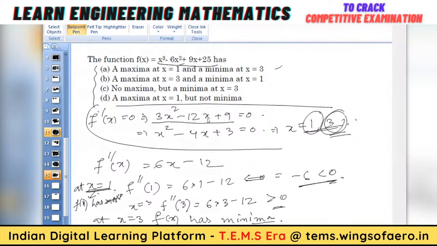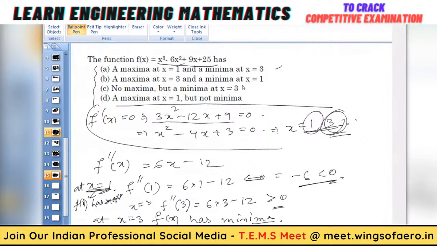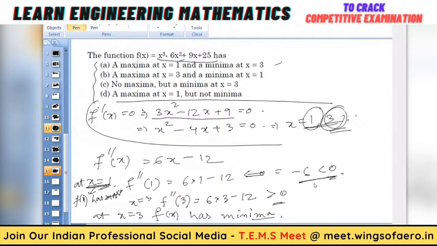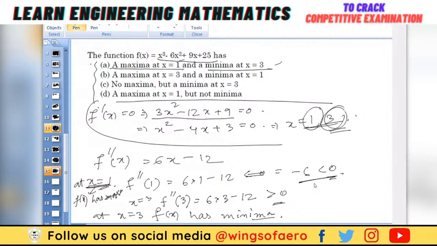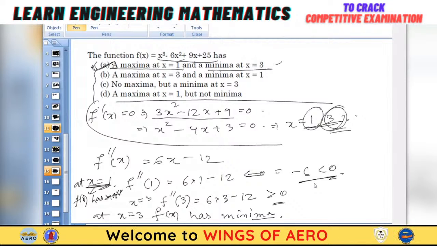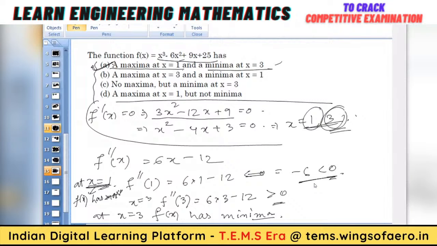Okay, so x equal to 1 means that at x equal to 1 it has a maximum value. So maxima at x equal to 1, and minima at x equal to 3. A is the right answer. Any doubt? No, sir.